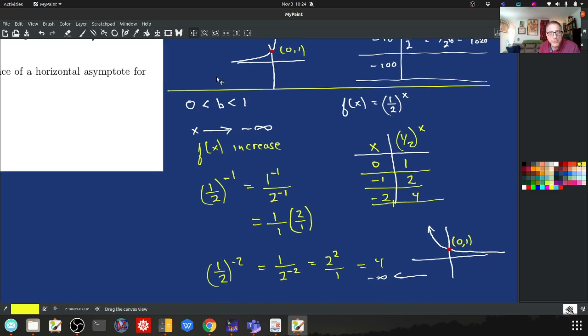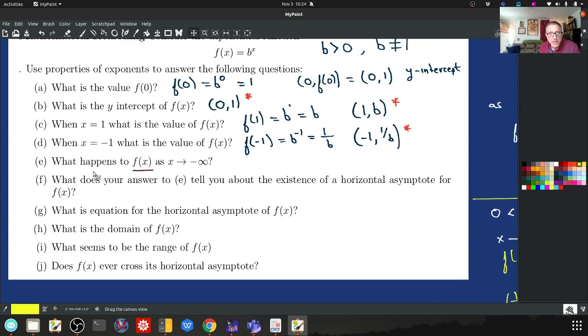So we had multiple answers to this question. It depends on the value of our base. If our base is greater than 1, it decreases. If it's less than 1 but greater than 0, it increases. So what does your answer to E tell you about the existence of a horizontal asymptote for f of x? It's always y is equal to 0.